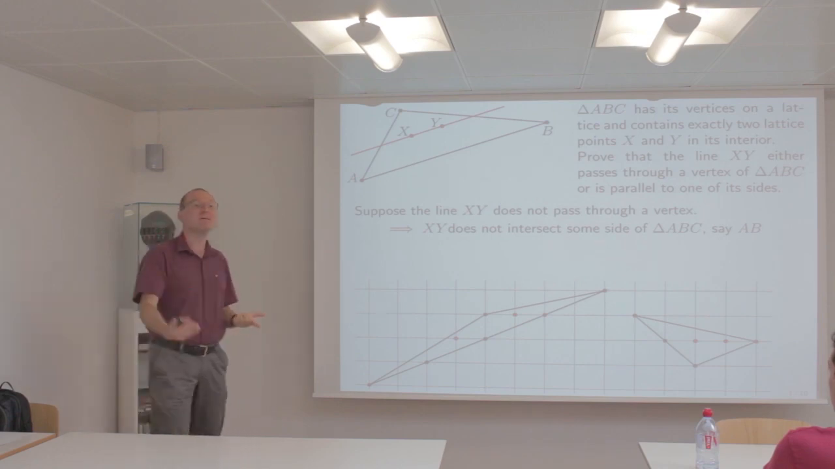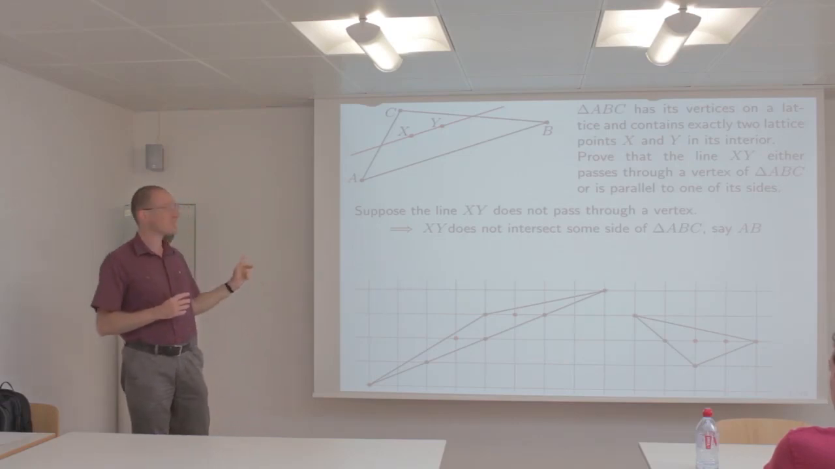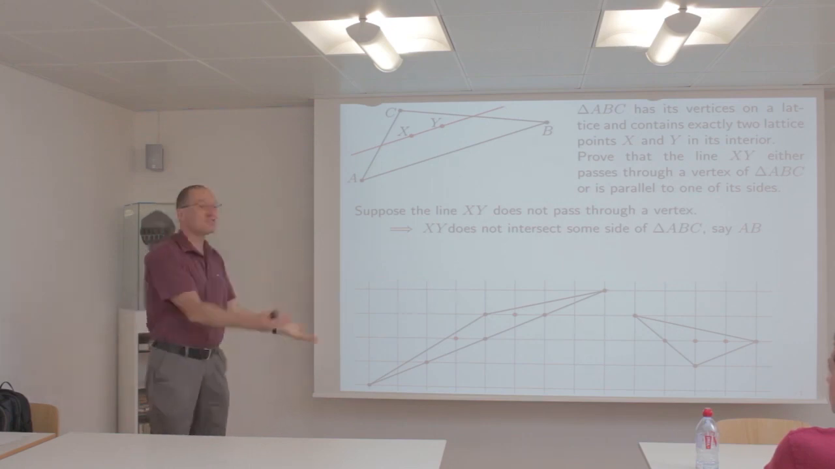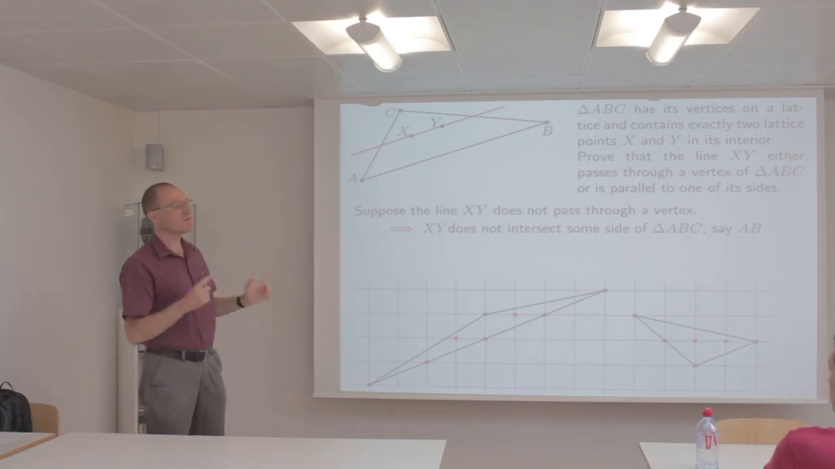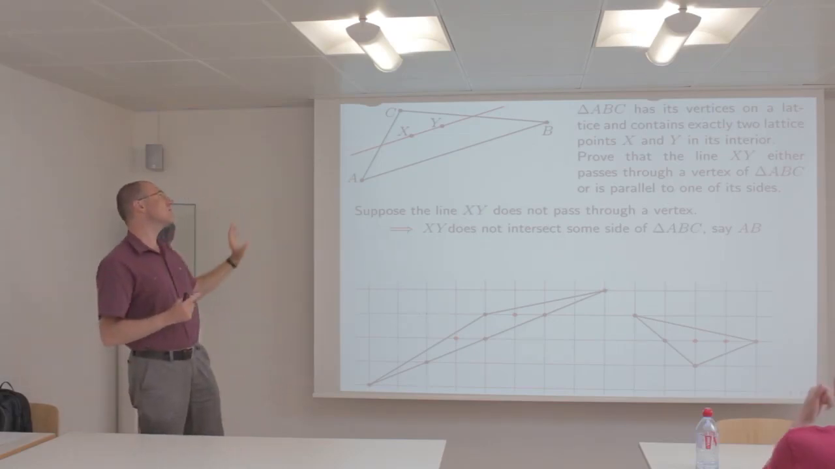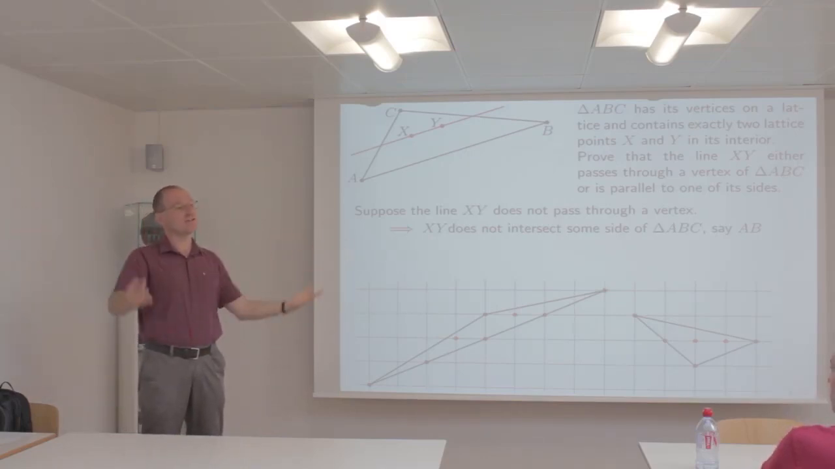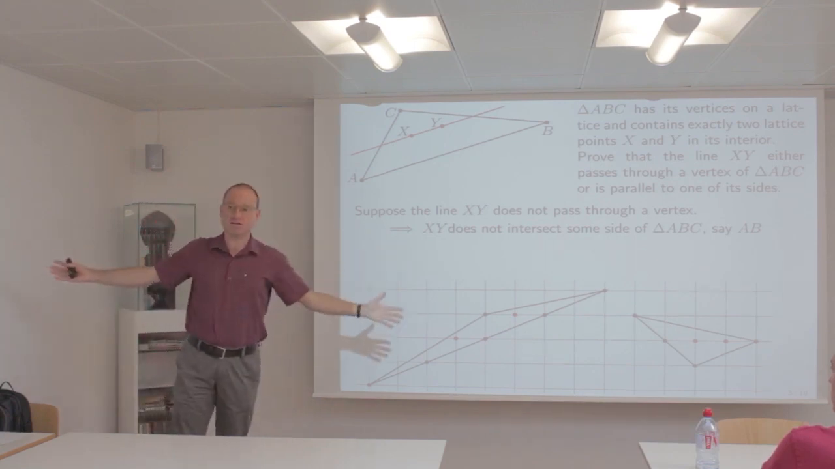Hint, apply Pick's formula. What can you get out of Pick's formula? How can you apply Pick's formula here? For which triangles can you possibly apply Pick's formula? Yes? Right angles. Which ones? Right angles, you don't have right angled triangle. You can apply Pick's formula for anything. We proved it for any polygon, any triangle. So you're free to apply Pick's formula to whatever you want.